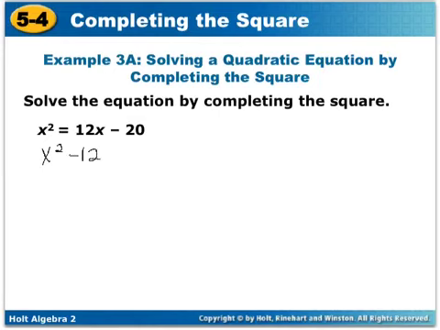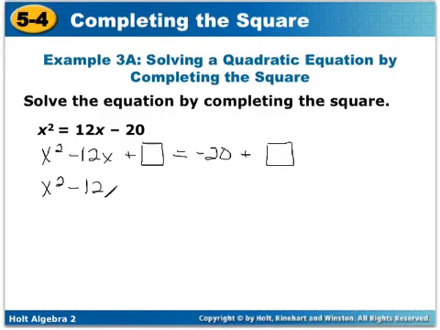So I have x squared minus 12x. I need to get the variable terms on one side of the equal sign, plus a box equals negative 20 plus a box. Okay, this is called completing the square. What I add to one side of the equal sign, I have to add to the other. Okay, we do negative b over 2a, so minus 12x plus, I'm sorry, it's not negative b over 2a, I misspoke, it's b over 2 squared. So I get negative 12 over 2 squared.